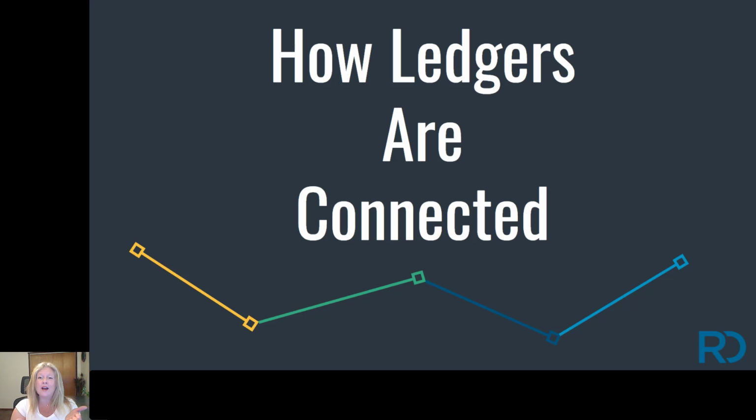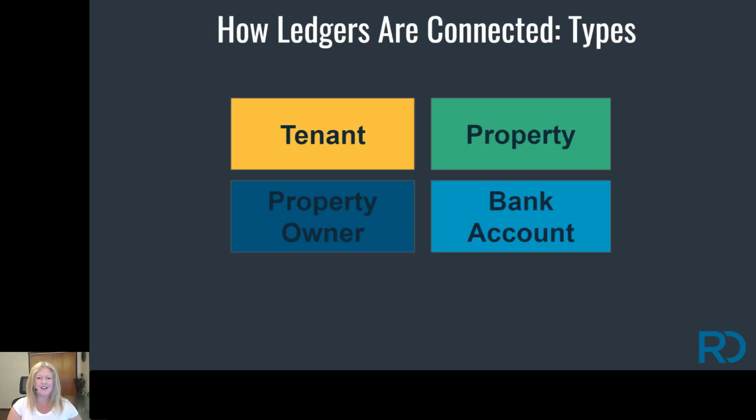When recording income and expenses, many times a transaction will need to be connected to more than one ledger. And I want to take you through the different scenarios so you have a solid understanding of how all your ledgers are tied together, okay? So there are 4 types of ledgers available in Rentec Direct accounts. There are tenants, properties, property owners, and bank accounts.